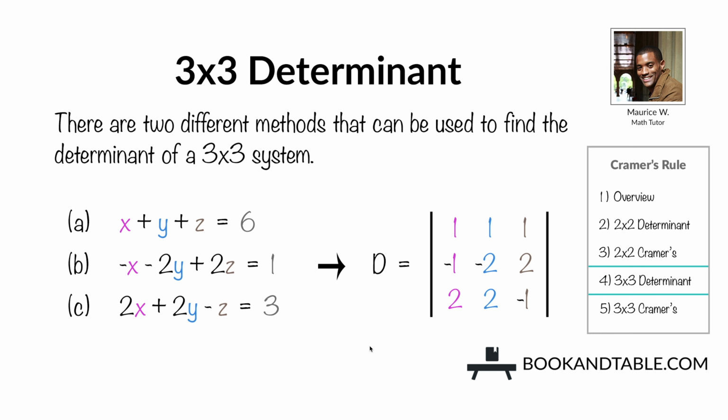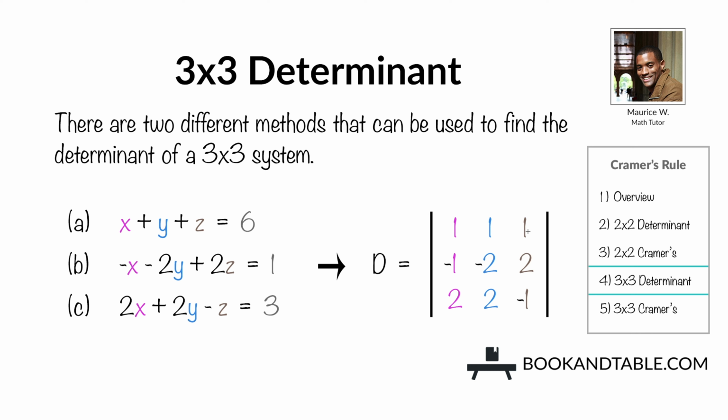Let's now discuss how we go about calculating the determinant of a 3 by 3 system. And to do so, we'll review two different methods. So we'll take a look at those methods separately. A 2 by 2 system has two equations with two unknown variables. For 3 by 3s, we have three equations, A, B, and C, that have three variables, x, y, and z.